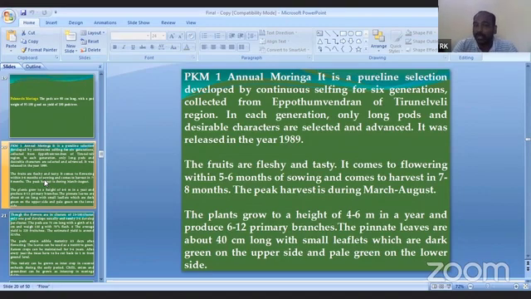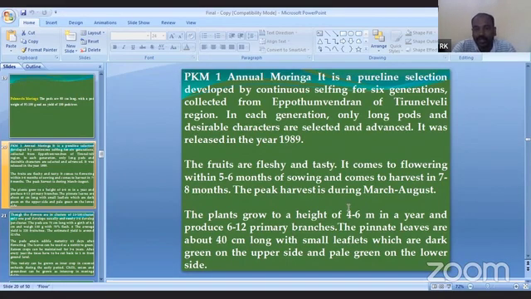Okay. First PKM1, I already discussed Periaculum 1. This is annual Moringa. It is not perennial. It is yearly, once in 2 years we do that. Okay. It is a pure line selection, developed by continuously selecting up to the 6th generation, collected from the Periaculum region I already mentioned. It was released in 1989.